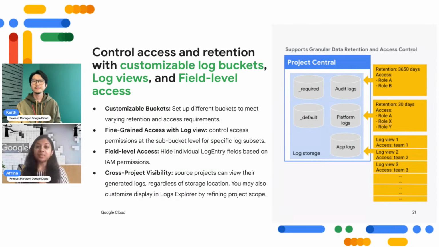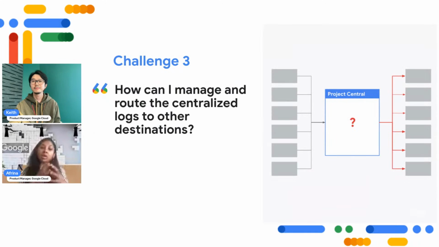All right. Now I have another question when it comes to centralizing. You spoke about retention and log views, but if I want to route the centrally stored logs to other destinations, how can I do that? That's a fair question. And the short answer is that the best way to get this done is to use the log router in your centralized project.